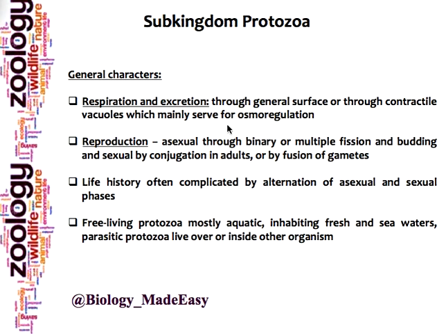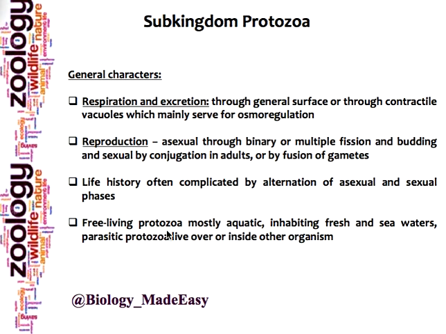You know, the contractile vacuoles are very important for osmoregulation. Their reproduction may be sexual or asexual. Asexual means there will be no involvement of gametes; it may be binary or multiple fission or budding. Sexual reproduction means it may be a kind of conjugation in adults or by fusion of gametes. Now, life history is often complicated by alternation of asexual and sexual phases.